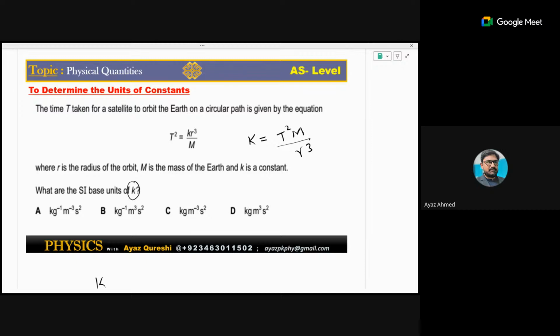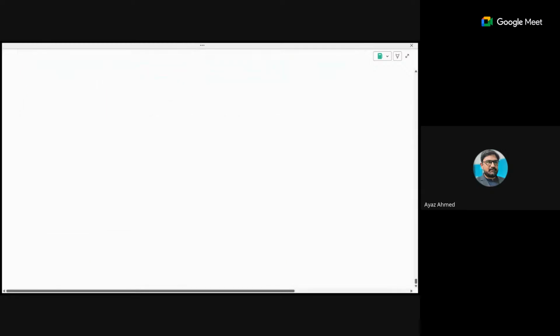Again, you have to study the script: t is time, so it is second square, mass is kg, and radius is meter cube. So it will be kg second square meter minus 3. Option C is correct. Is this type of question clear to all of you?